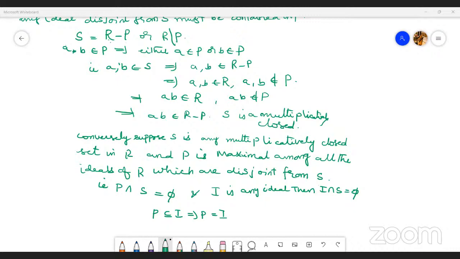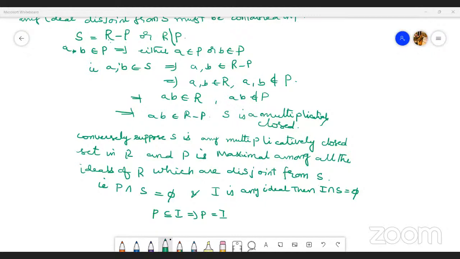Students, am I clear? In order to prove P is a prime ideal, we prove that AB belongs to P implies either A belongs to P or B belongs to P. For my convenience, I am supposing that A does not belong to P and B does not belong to P. Then what I will prove? I will prove AB also does not belong to P. For this, what you will take?